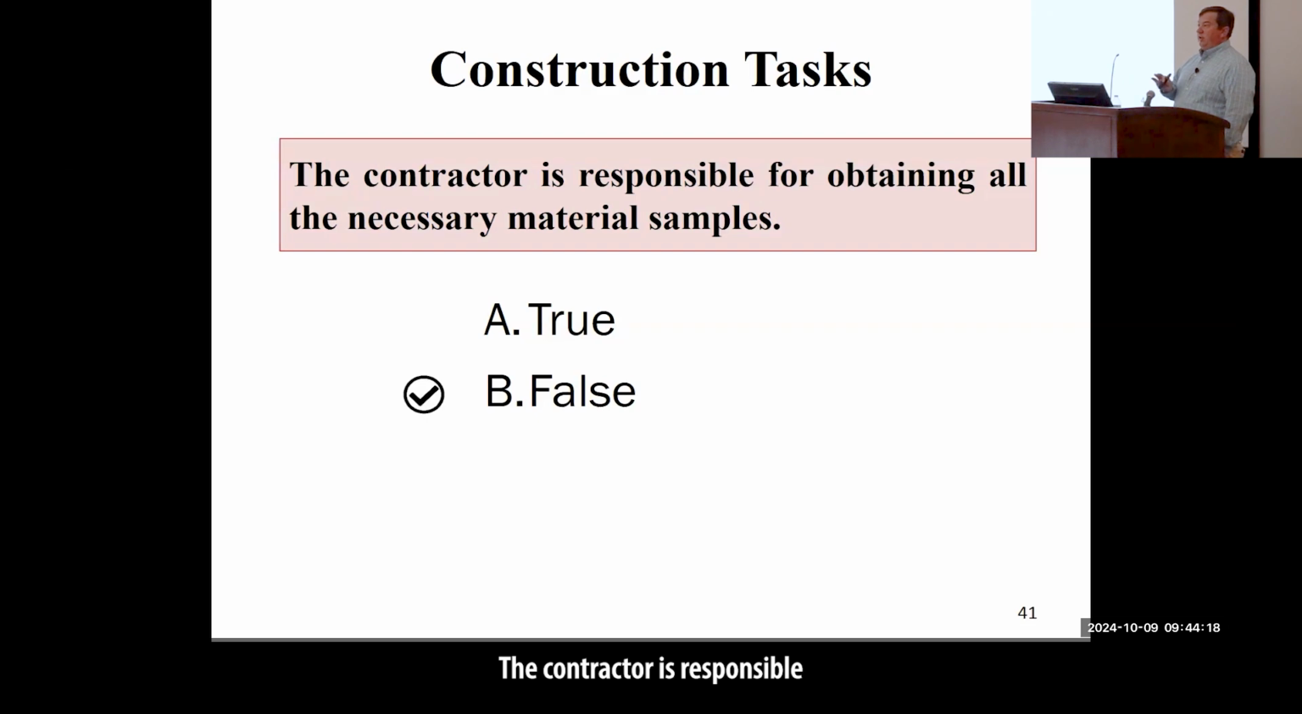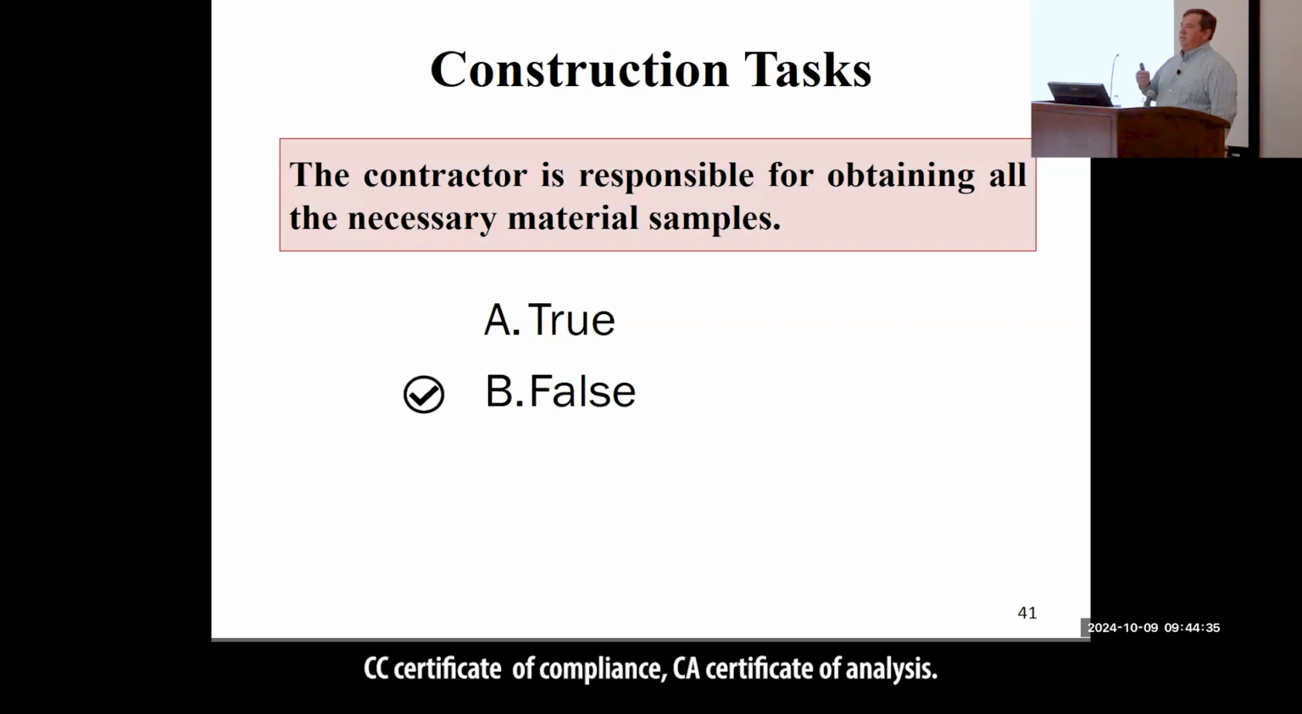The contractor is responsible for getting you any CCs, CAs, CDs. Those are the certificates that go along with, say, pipe or liquid asphalt, things like that. CD, certificate of delivery, CC, certificate of compliance, CA, certificate of analysis. Those are things that come typically from the vendor, the material supplier, that say, yes, this meets all the requirements of DOTD's specifications. So pipe, concrete pipe, for instance, is a CD.